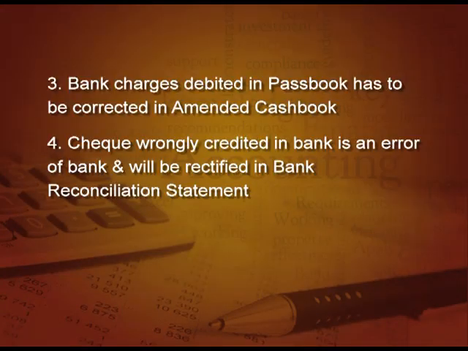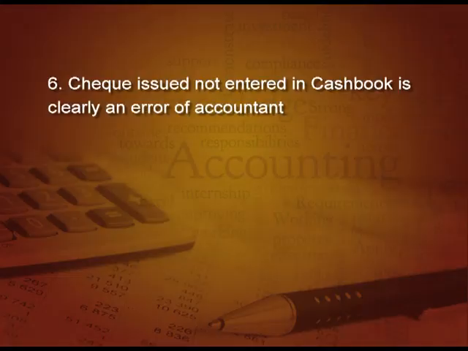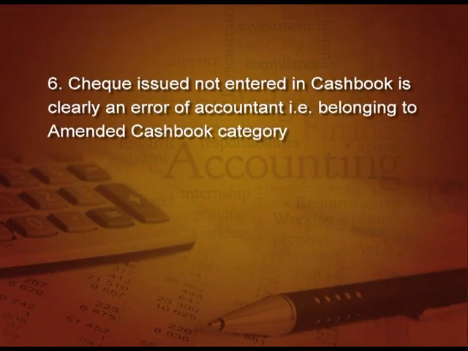So, let us see point number 5 also. Dishonor of a check of the customer must be in the knowledge of accountant. So, this error belongs to amended cash book category. And the last point, number 6, check issued but not entered in cash book. It is clearly an error of accountant, because accountant must know all these things and this belongs to amended cash book category. So, now let us see what is the net result.